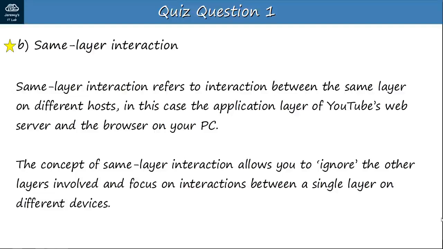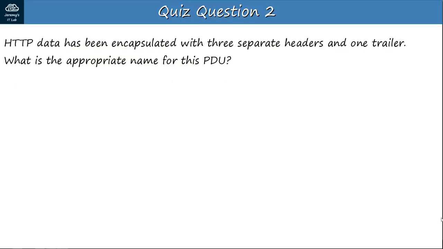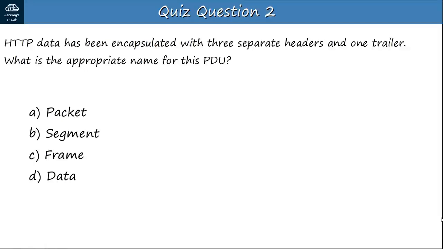Let's go to question 2. HTTP data has been encapsulated with 3 separate headers and 1 trailer. What is the appropriate name for this PDU? A. Packet. B. Segment. C. Frame. Or D. Data. Pause the video to think about your answer.